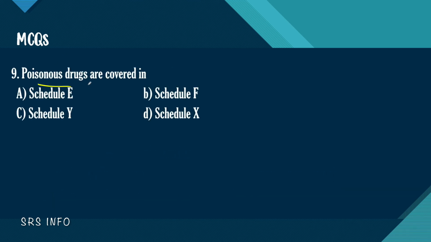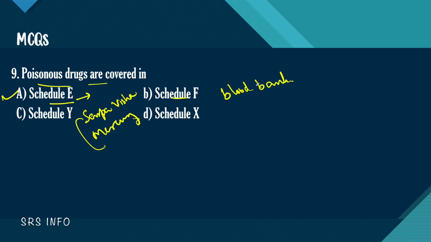Next, the poisonous drugs are covered in which schedule? According to the Drugs and Cosmetics Act, the poisonous drugs are covered in Schedule E. The answer is option A, Schedule E. The poisonous drugs and their regulations are covered in Schedule E, like Serpovisha, mercury, etc. These types of poisonous drugs and their regulations are covered under Schedule E. What about Schedule F? Schedule F explains the regulation and standards of running a blood bank. The regulations and standards for running a blood bank are covered in Schedule F.